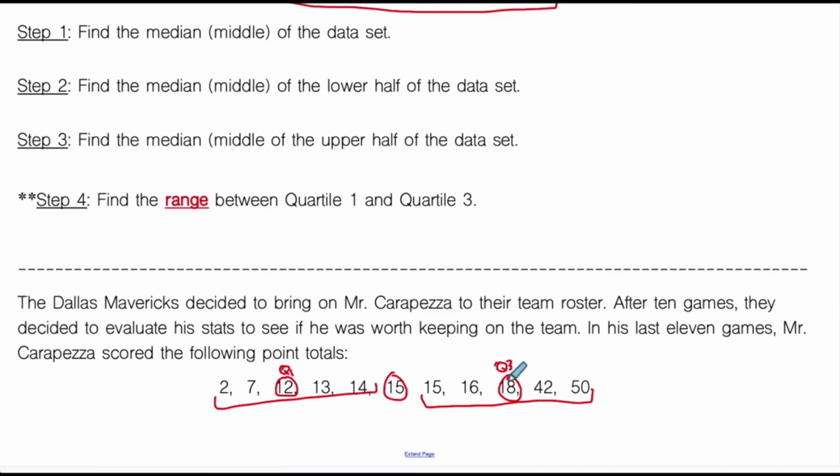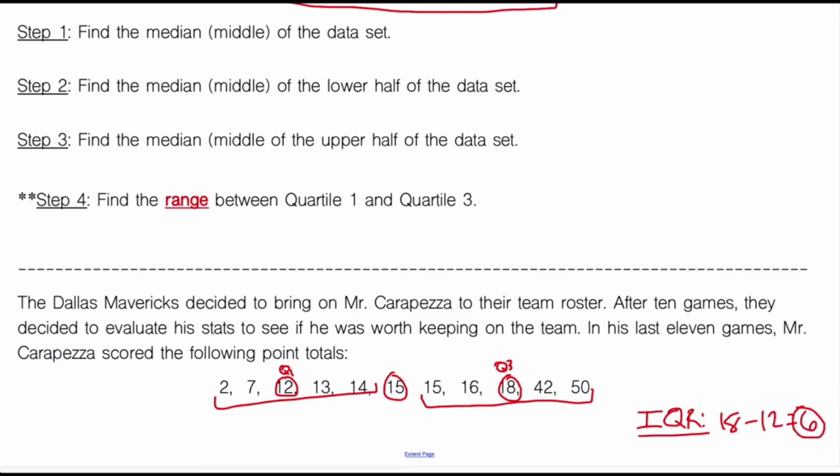And our fourth and final step for finding the actual IQR is you simply find the range of Q1 to Q3. So that middle range is 6.